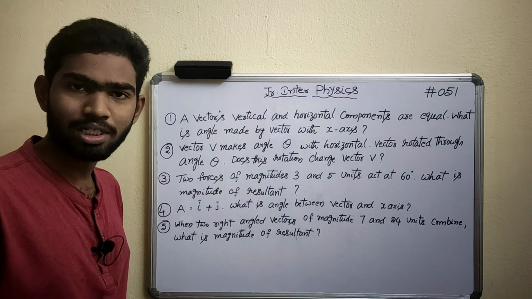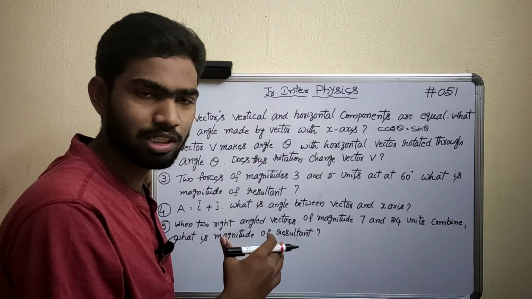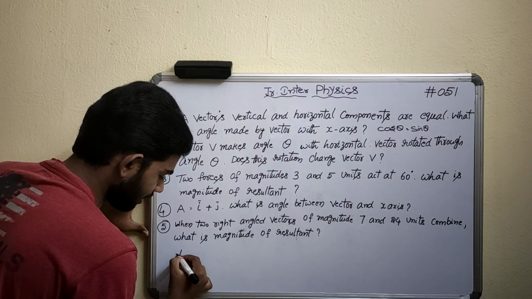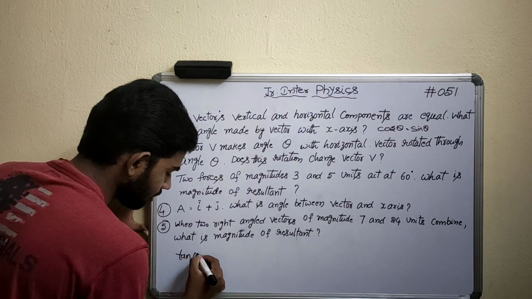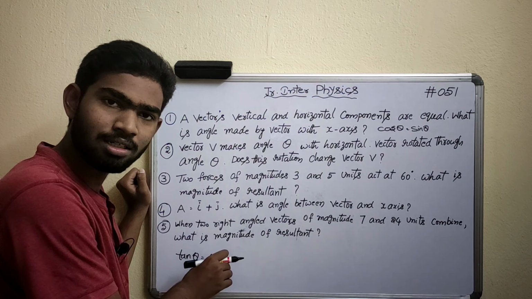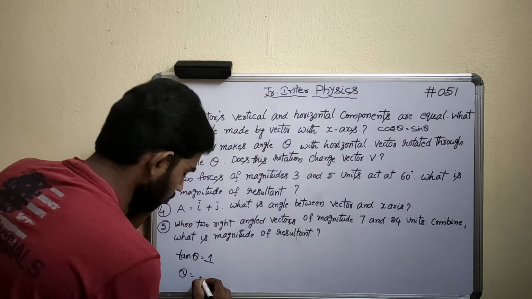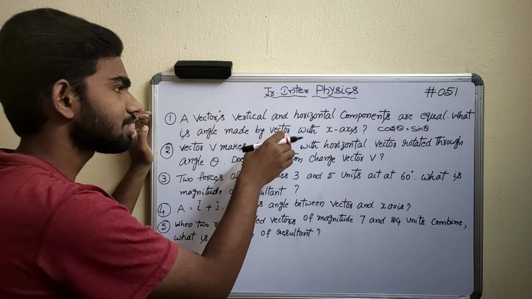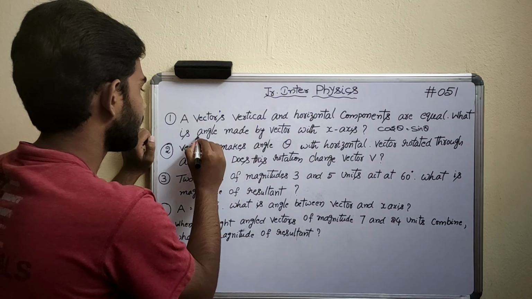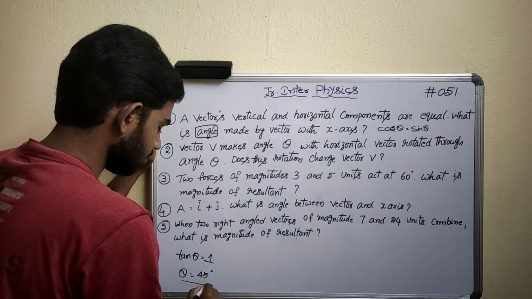From this, when cos theta goes downside, sin theta by cos theta is equal to 1. So sin theta by cos theta is tan theta, and there is no outside number, so this is 1. Tan theta is equal to 1, theta is equal to 45 degrees. That means tan theta is equal to 1 is equal to tan 45 degrees, so theta is equal to 45 degrees. This is the first answer. What is the angle? So the angle we have to find out. So this is the angle.